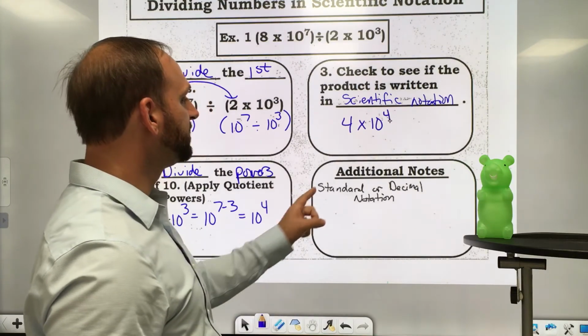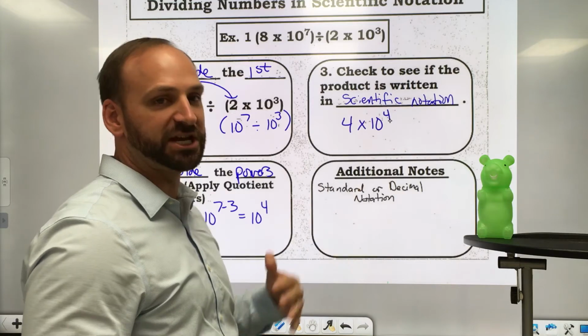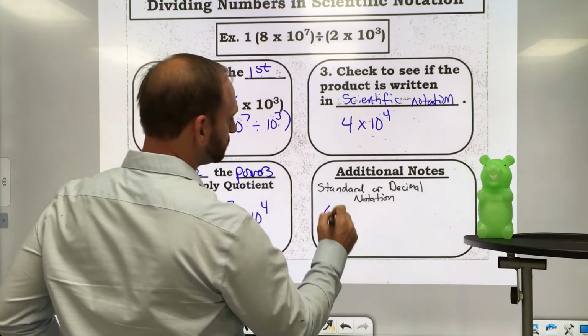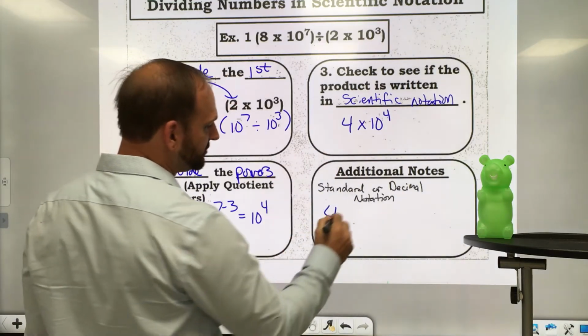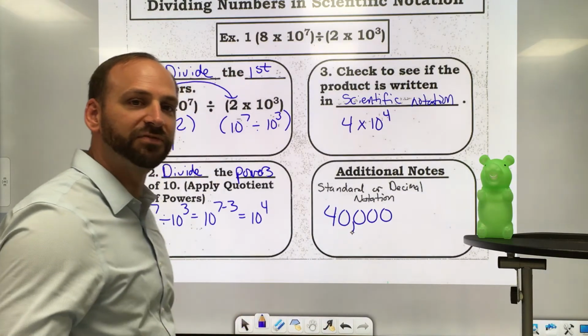I'd like to show you again, standard notation, quick note, could also be called decimal notation. If I converted this to standard notation, it would equal 40,000.